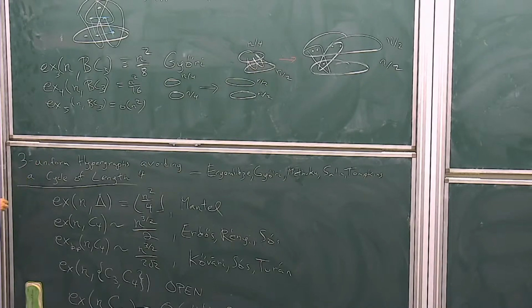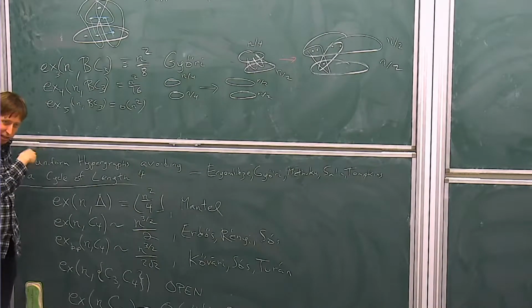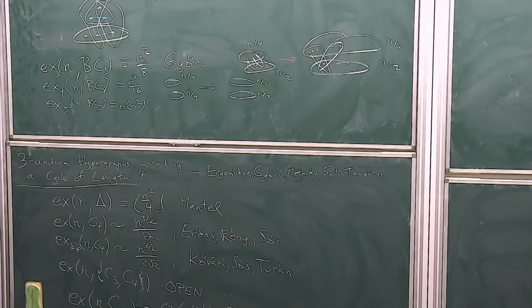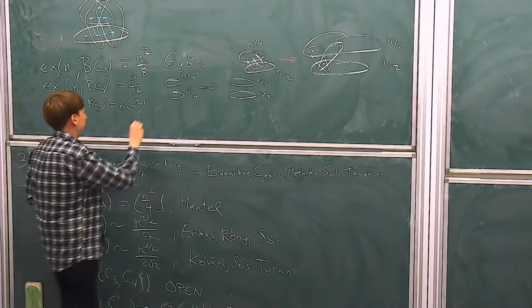Actually, we proved with Methuku and Danny Gross that for any graph you consider, if you take the uniformity high enough, it will drop down to little o of n squared eventually.